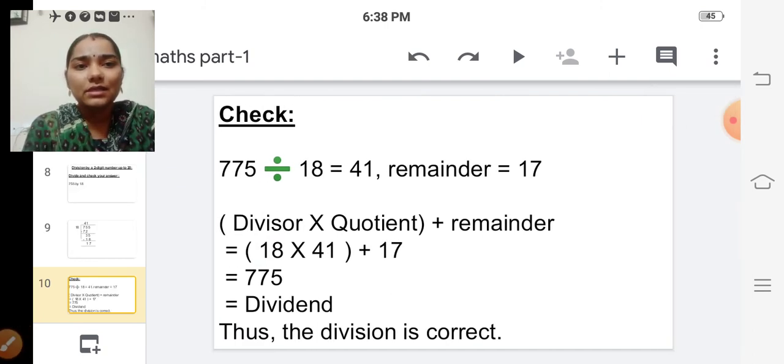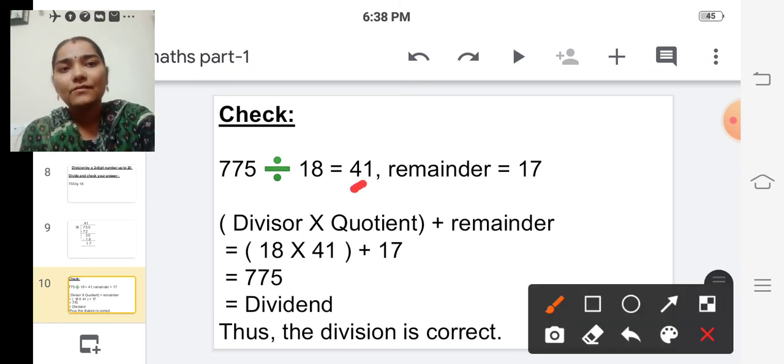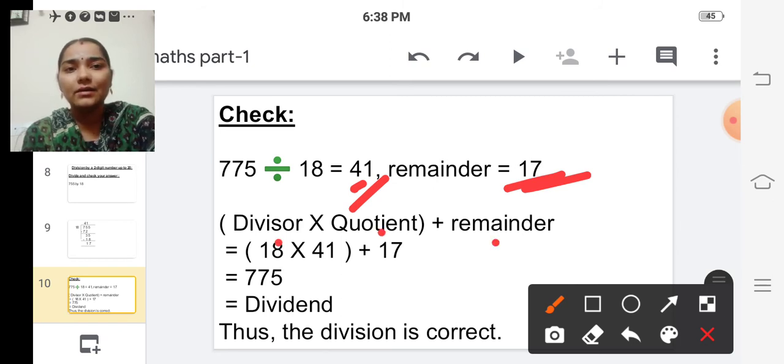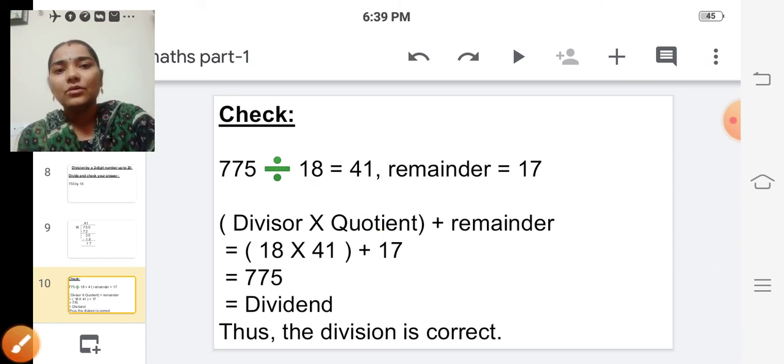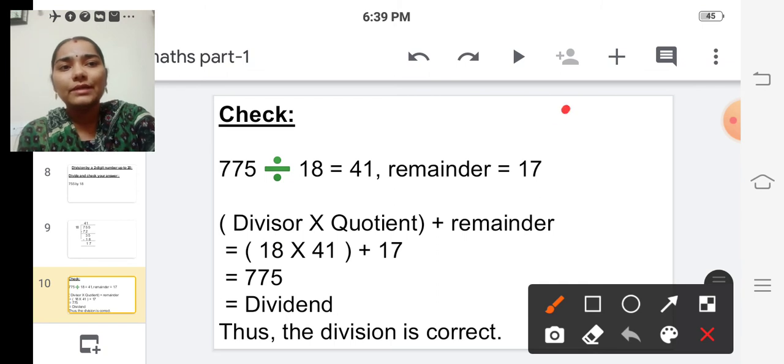775 divided by 18 is equal to 41. So this is the quotient, and we have got the remainder 17, isn't it? So divisor into quotient plus remainder. Divisor is 18, quotient is 41, plus 17. Okay, so we are going to multiply 41 and 18.